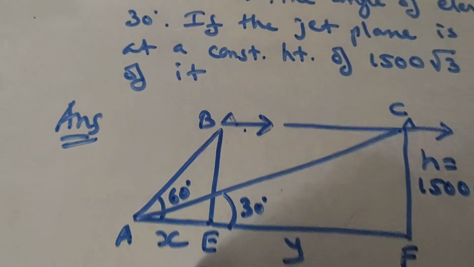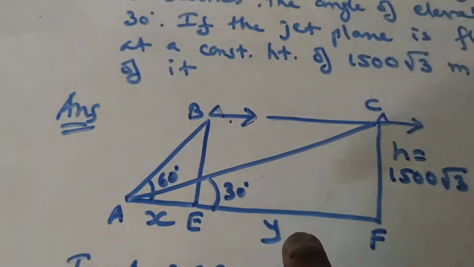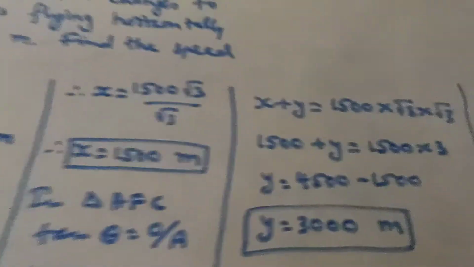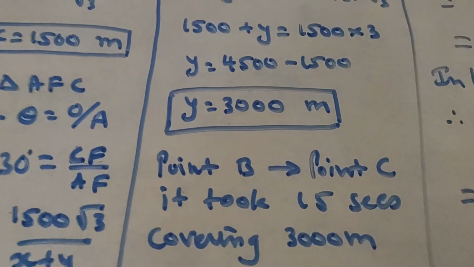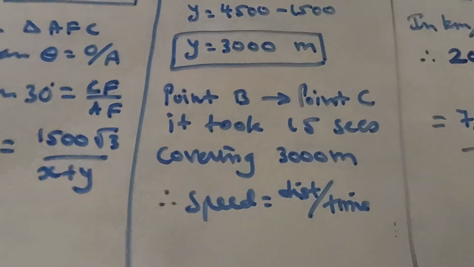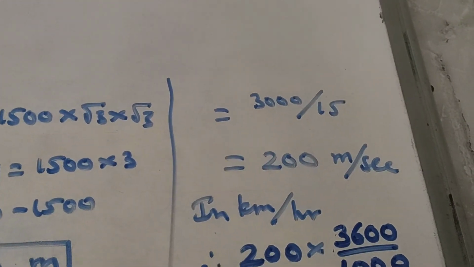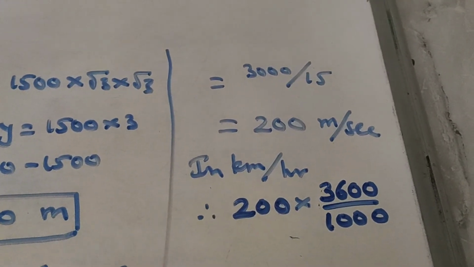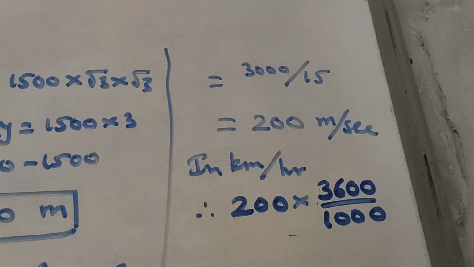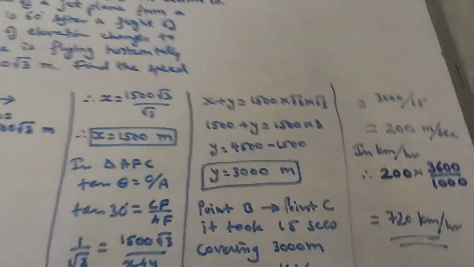So the distance from point B to C traveled in 15 seconds is 3000 meters. So here we write, point B to point C, it took 15 seconds covering a distance of 3000 meters. Speed is equal to distance upon time. We get 3000 upon 15, that means 200 meter per second. Now converting into kilometer per hour, we have to multiply 200 by 36 upon 10. So we get 720 kilometer per hour. I hope you understood this sum.